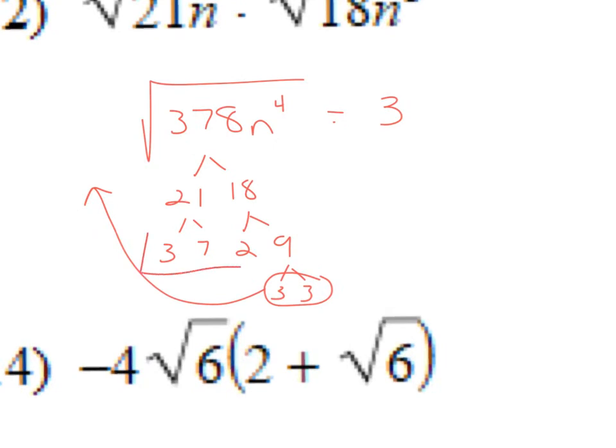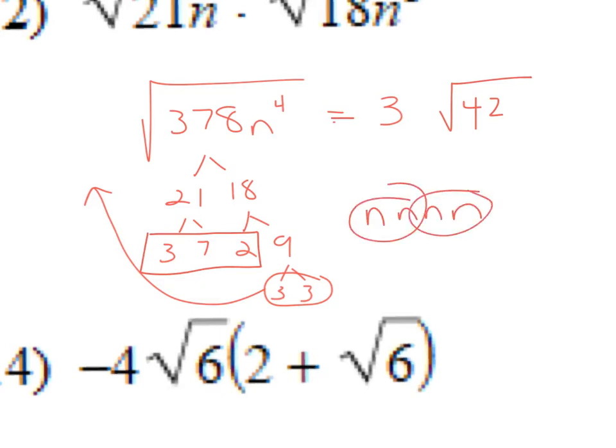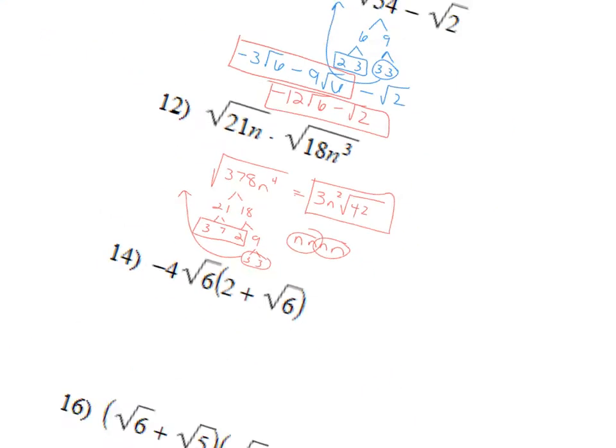Now I'm going to have to multiply these 3 numbers left over. So 3 times 7 is 21, times 2 is 42. And then looking at your n's, you've got 4 n's, so that means you have 2 pairs. So n squared on the outside. And that's my final answer.